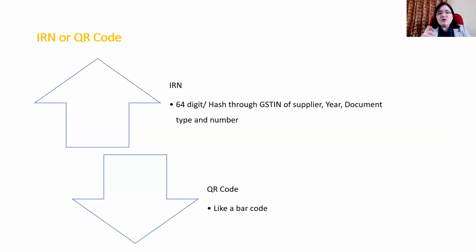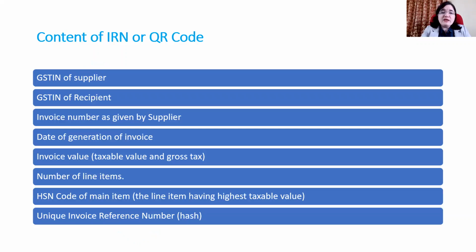If you scan the QR code, that QR code has an IRN, invoice reference number, which is a 64-digit number. And what that contains is the GSTN of the supplier and the GSTN of the recipient. Then, it contains the invoice number, date of generation, invoice value, HSN code, and unique reference or hash function. So these are the parameters contained in the QR code.